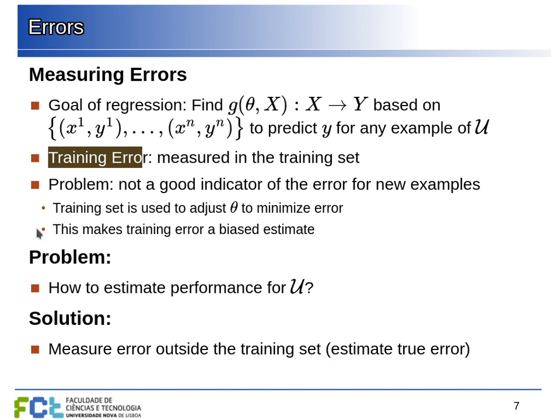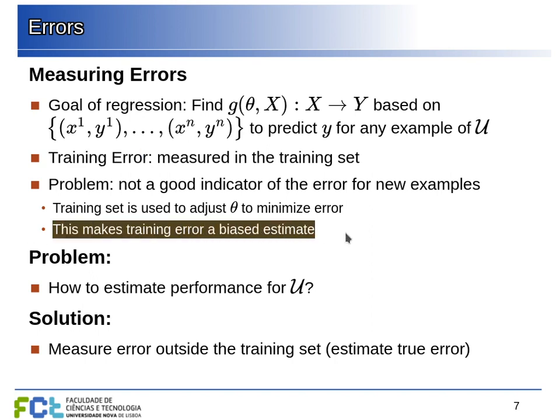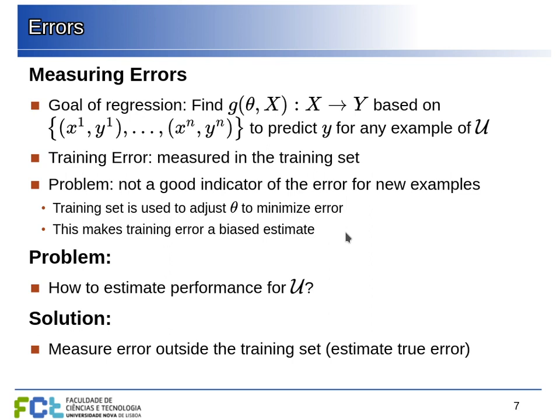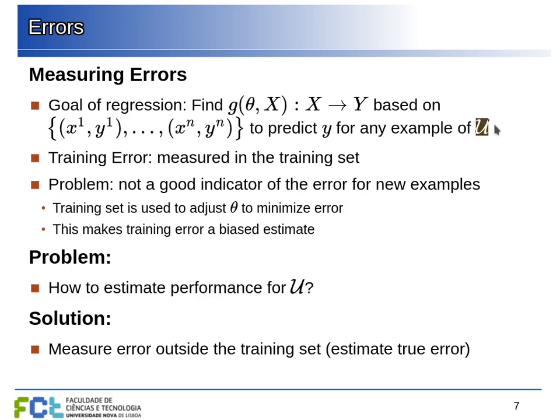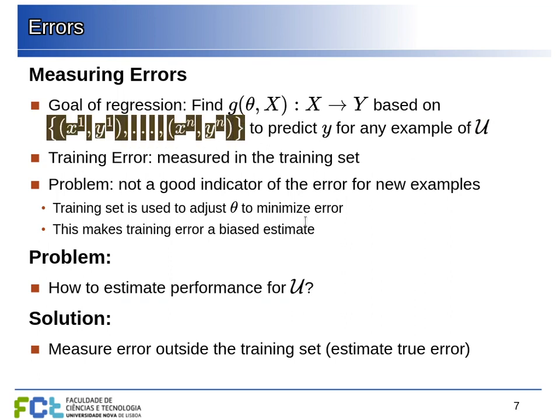So this training error is a biased estimate of the actual error that our model will commit, because we are on purpose adjusting these parameters to minimize the training error. So we are making it so that for this particular data that we are using in training, the error is as low as possible. Now, the problem is, how can we estimate the performance of our hypothesis on the whole universe of data when we only have a sample of the points from there?